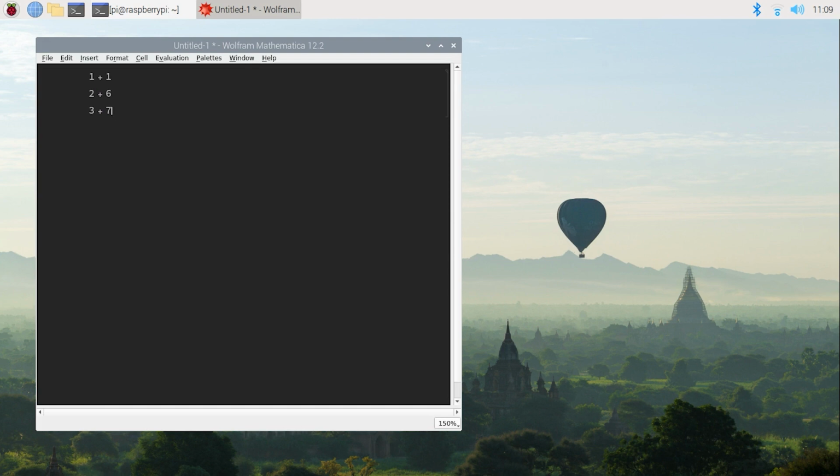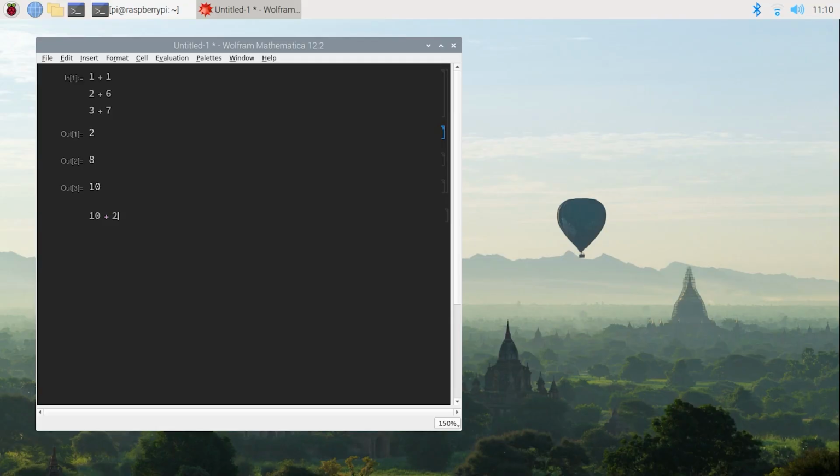In order to evaluate these equations and get the answers, rather than hitting enter, we hit the shift key and then enter. When we do this, it's going to evaluate all three of these equations. So go ahead and do that. And 1 plus 1 is 2, 2 plus 6 is 8, 3 plus 7 is 10. So shift enter anytime you want it to do a calculation. But if you want to enter a whole bunch of calculations first, you can use the enter key to do that.